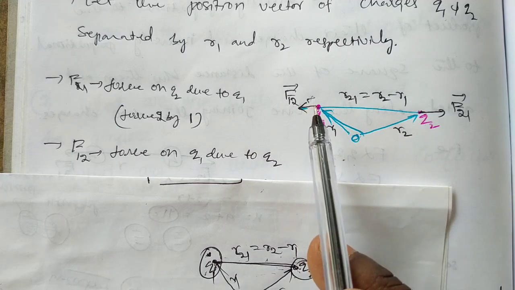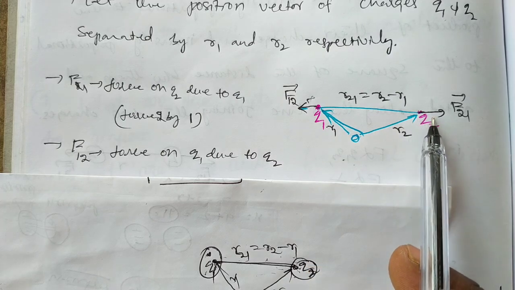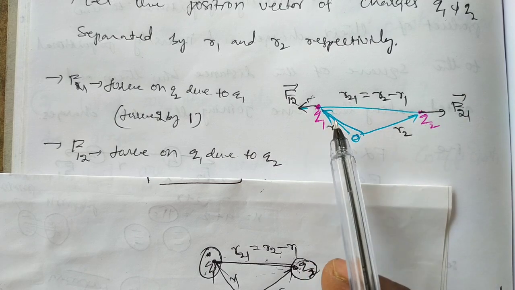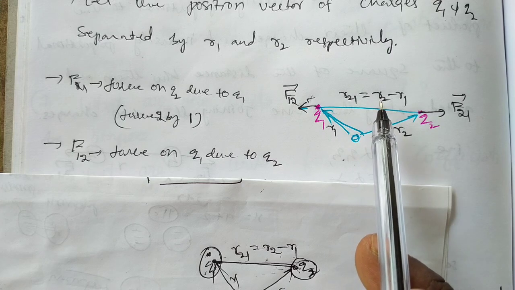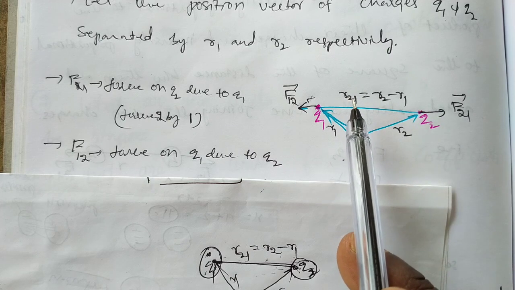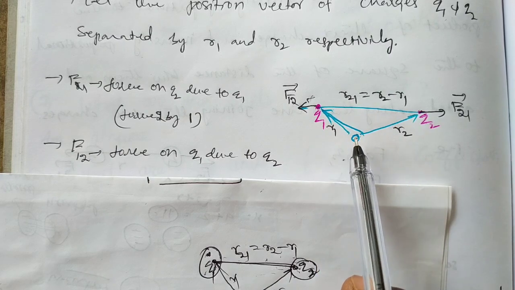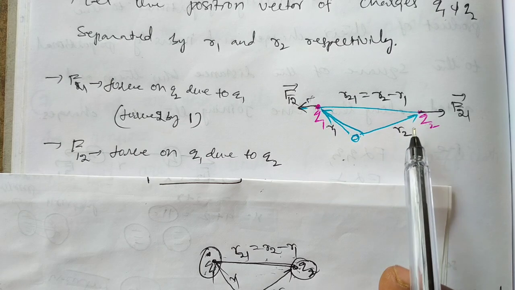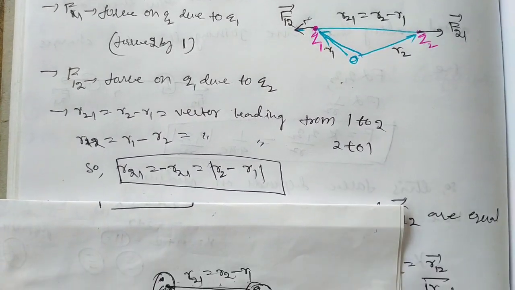Now F1 is the force on charge Q1 and F2 is the force on charge Q2. The separation between the two charges is r21 equal to r2 minus r1. From the center O, the distance to Q1 is r1 and to Q2 is r2. We can apply the vector form.